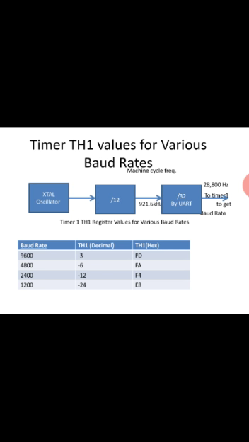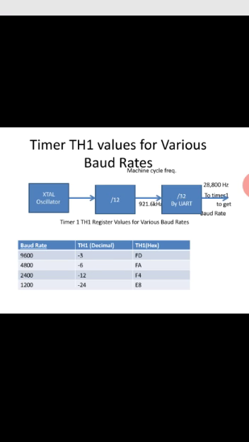Similarly, if you want 2,400, you divide 28,800 by 12, hence the TH1 value is -12 or F4. If you want 1,200, you divide 28,800 by 24, and you get -24. That value has to be loaded in decimal, and E8 in hex.